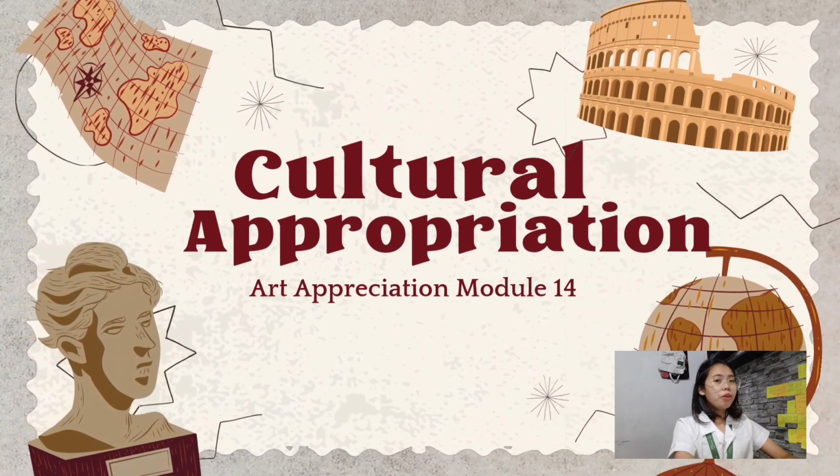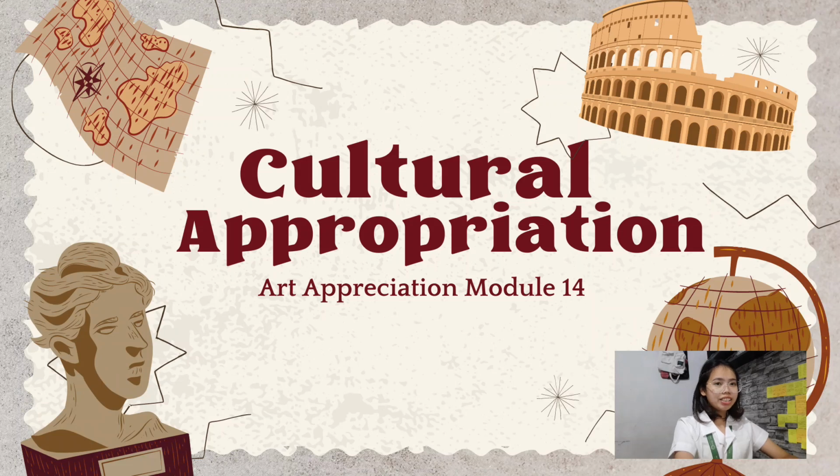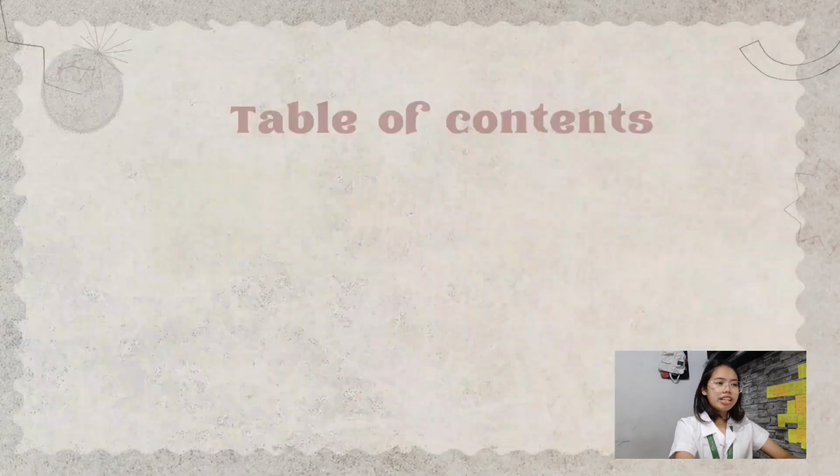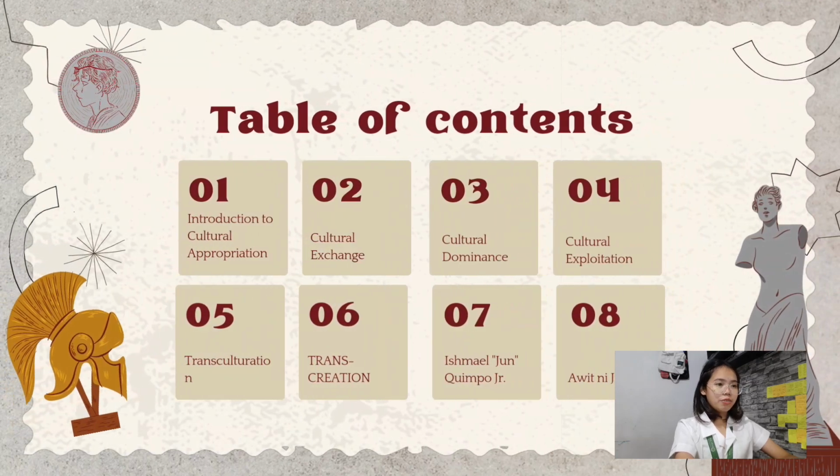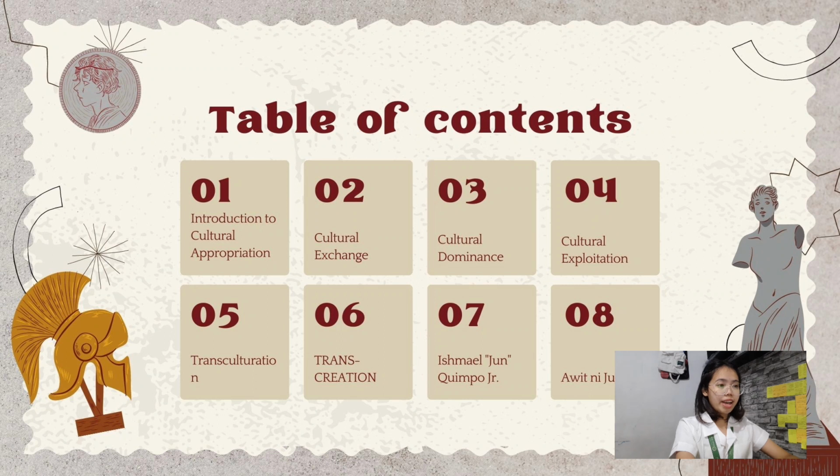Good day, everyone. We will be discussing cultural appropriation, which is the topic for Module 14 in our Art Appreciation subject. As we can see here in our presentation, we have a table of contents which includes the following. First, introduction to cultural appropriation. Second to fifth are the categories of cultural appropriation, which are cultural exchange, cultural dominance, cultural exploitation, and last is transculturation. We will also be discussing what transculturation is, and also covering the story of Ishmael June Kimpo Jr. and last, the Awit ni June.